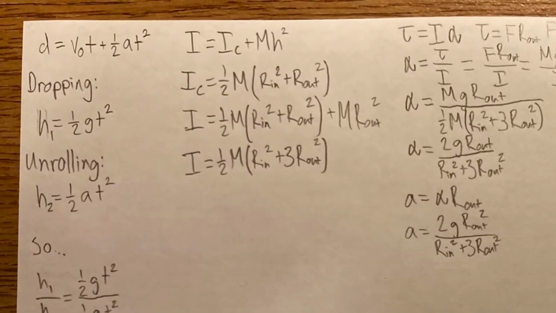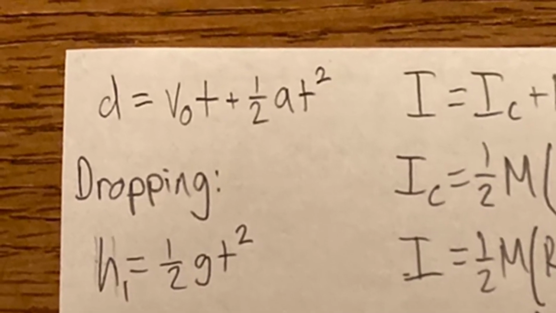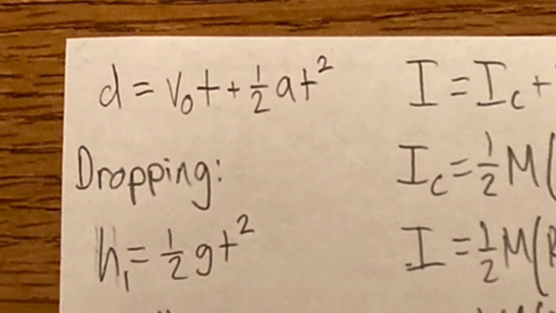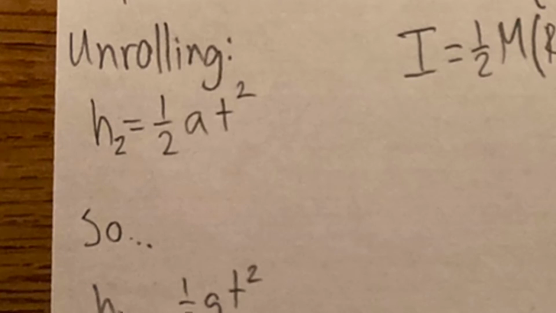So we're going to start with the kinematic equation, just linear, d equals v naught t plus 1/2 at squared. For the dropping roll, it's going to be h1 as d, and v naught is going to be 0 because it's dropping, so that term cancels, and then 1/2 gt squared since g is the only acceleration. And for the unrolling roll, h2 equals 1/2 at squared since we don't know the acceleration for this one.